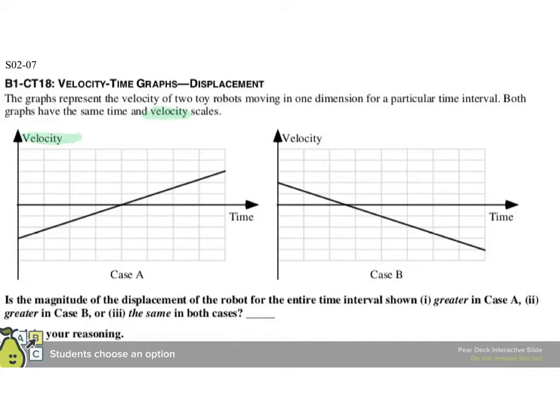And they want to know, is the magnitude of the displacement of the robot for the entire time interval greater in A, or greater in B, or the same for both? So we say, well, the displacement is delta x, and delta x is the area on the graph. Now it's no longer a horizontal line. The velocity itself is changing. But it turns out that we're still okay with what we had before. We could still find areas.